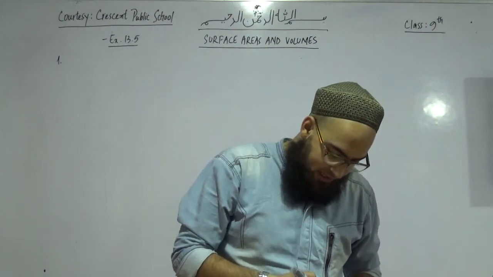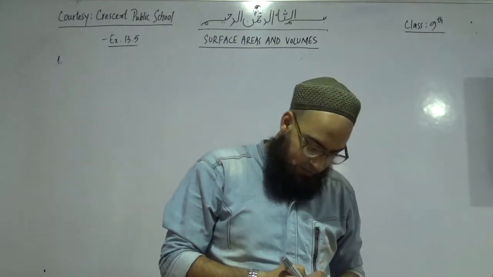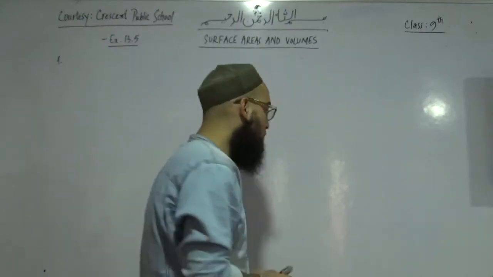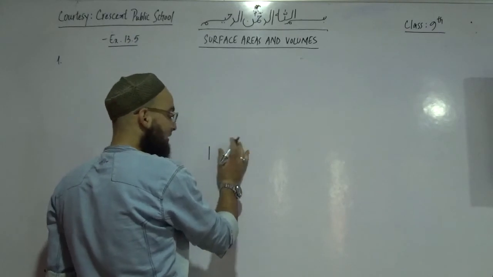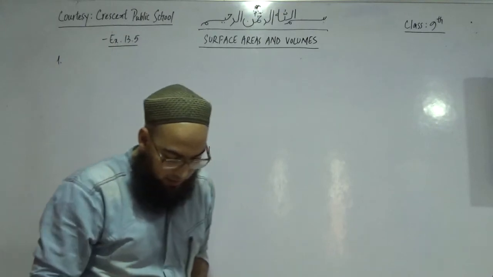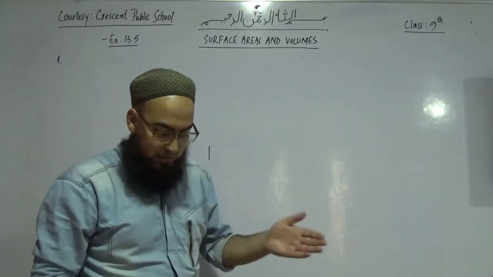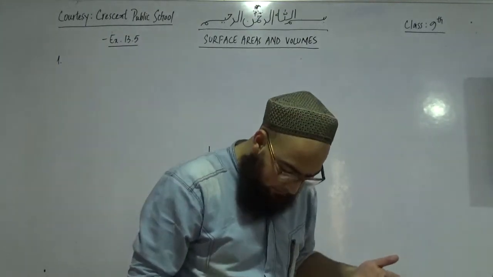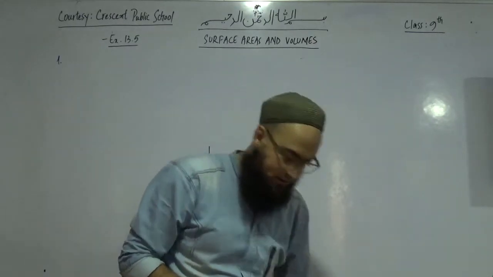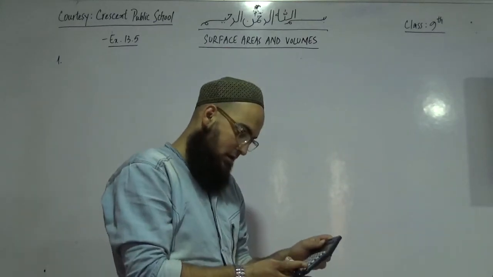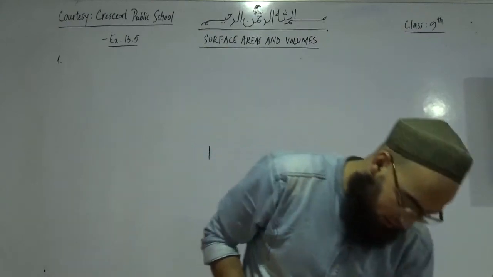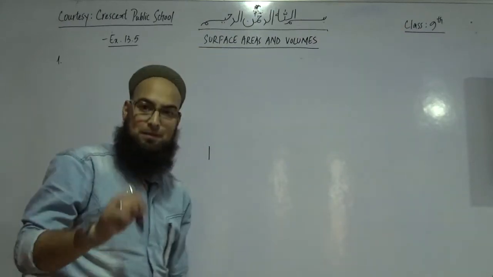A cuboidal water tank is 6 meter long, 5 meter wide and 4.5 meter deep. How many liters of water can it hold? You just remember one thing about that, the conversion from cubic meter to the liters, because question is in meters. So when you multiply 6 times 5 times 4.5, that is 30 times 4.5. So you'll get 135. That means 135 cubic meter is your volume.